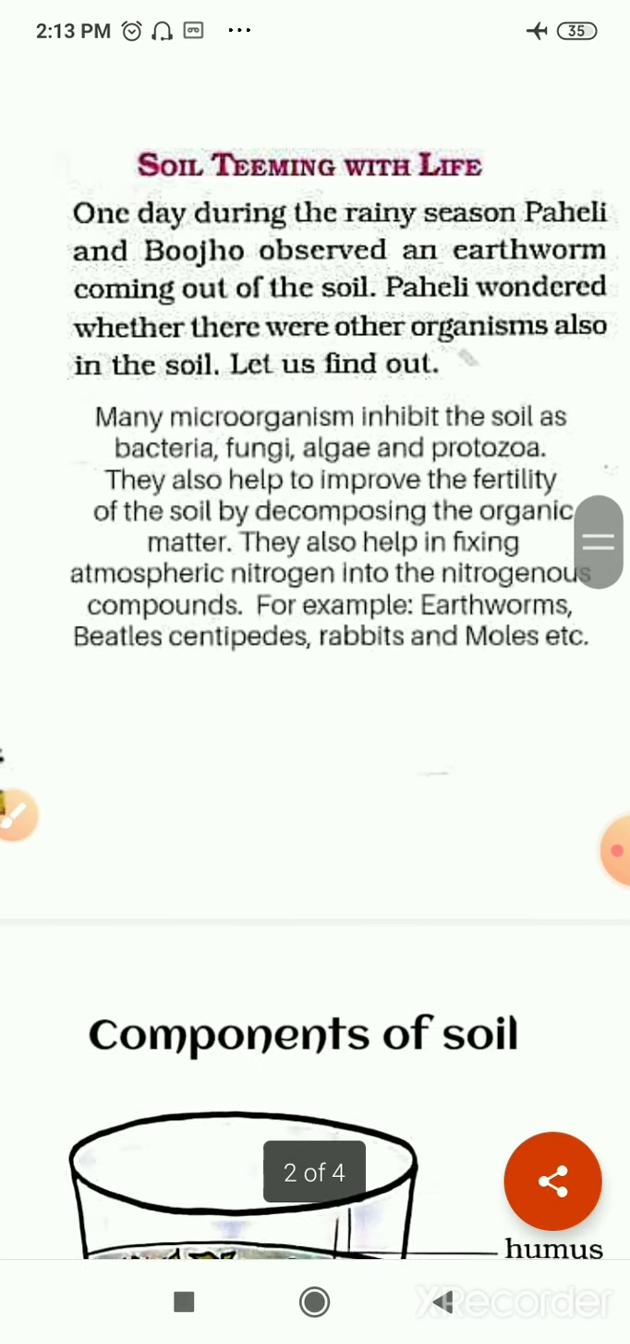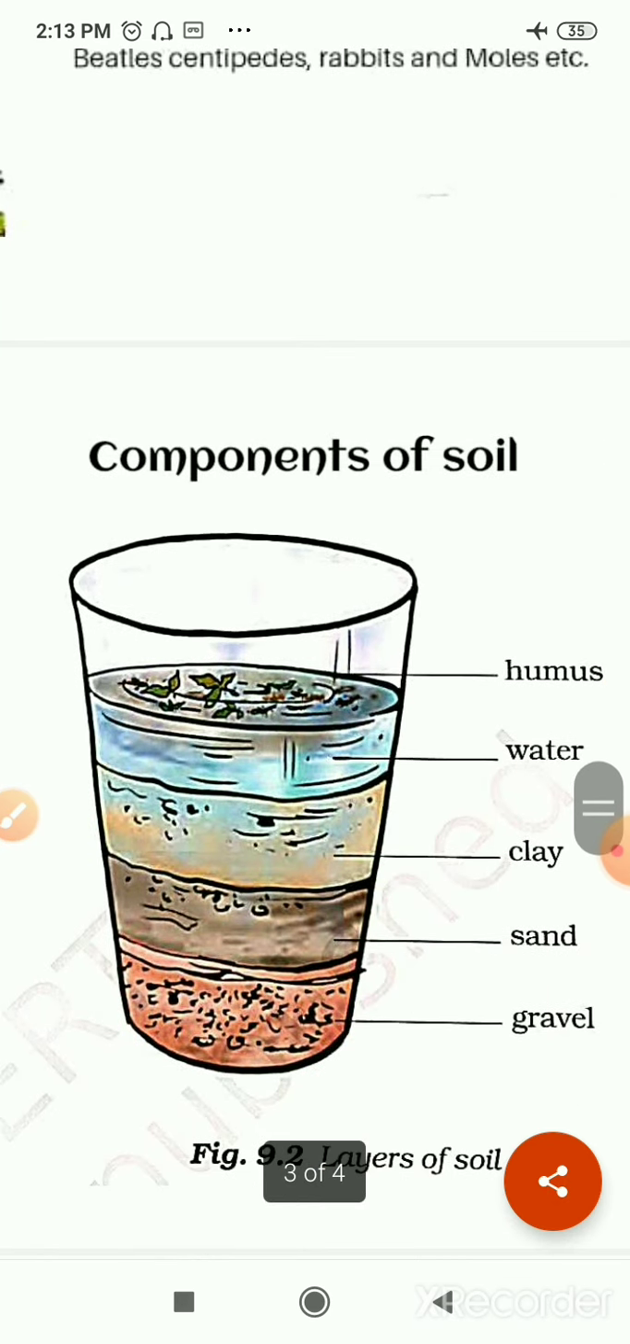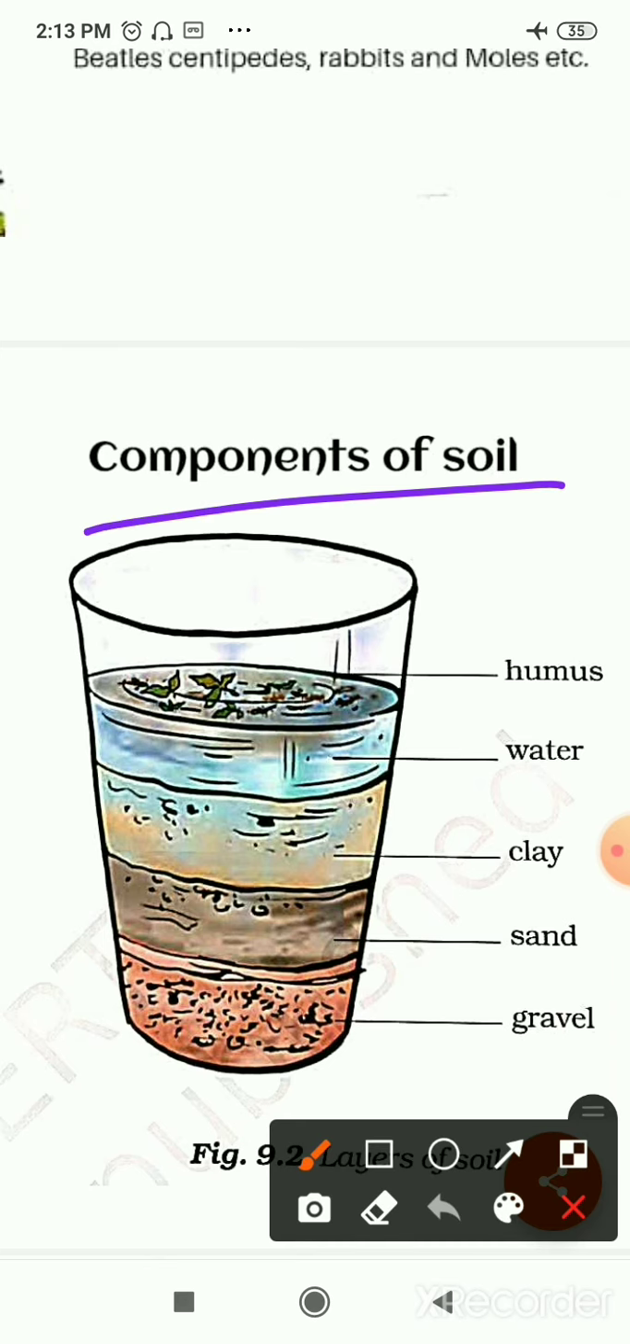Then I think now it is clear to you. And next we will talk about the components of the soil. To observe the different components of the soil, we will perform one activity, and in this activity we observe the different components, right?